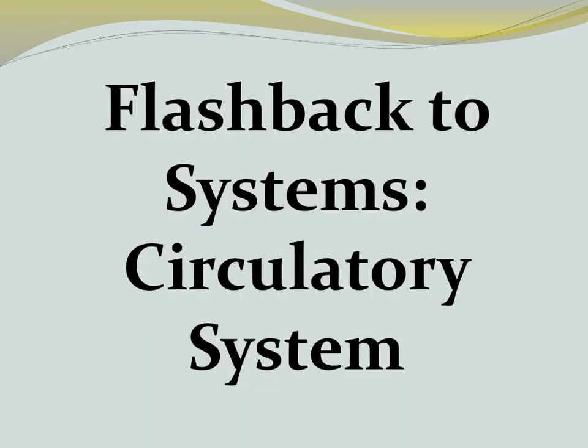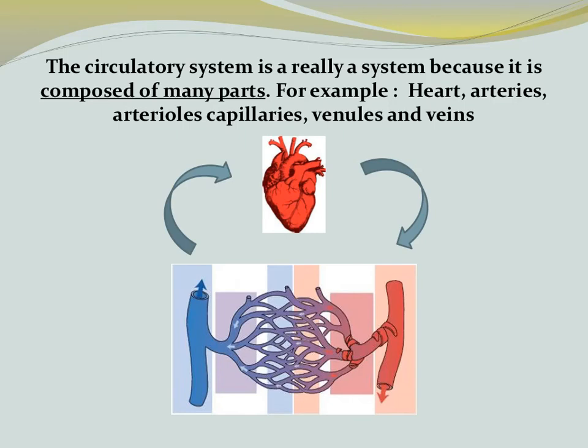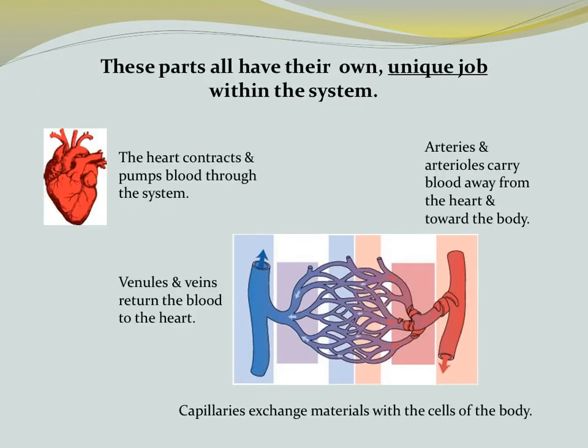Okay, it's time to flash back to systems, specifically the circulatory system. Is it really a system? Well, yeah, the circulatory system is really a system because it's composed of many parts. For example, it has heart, arteries, arterioles, capillaries, venules, and veins. But that's not all. Each of these parts has its own unique job within the system.